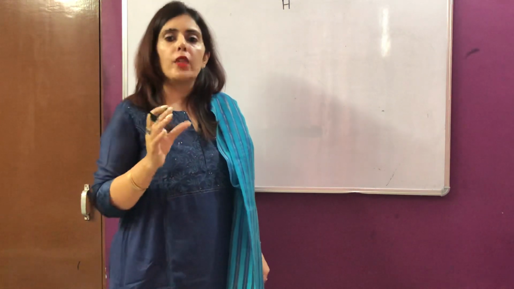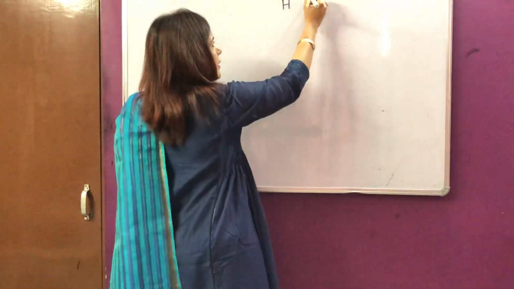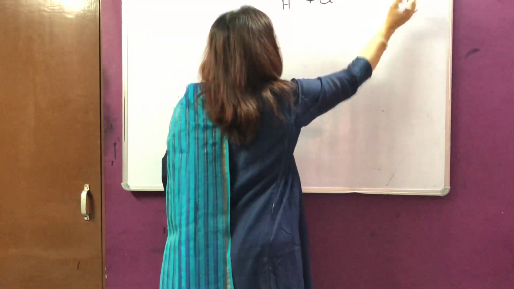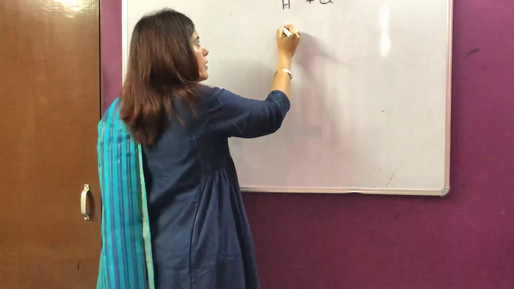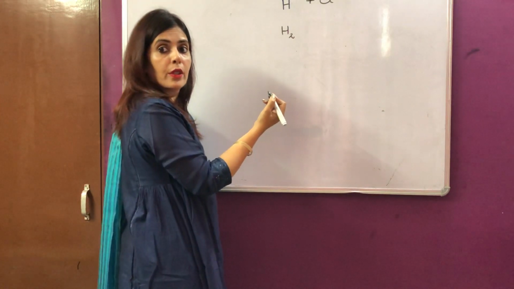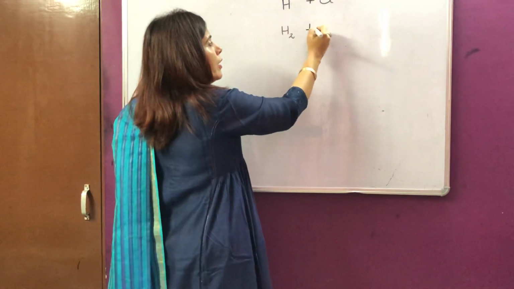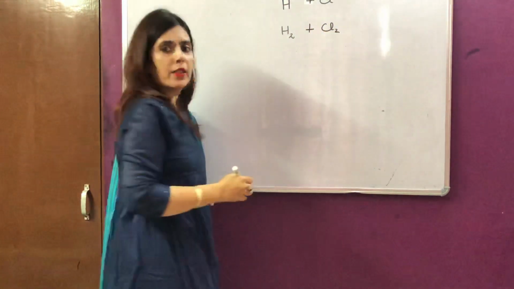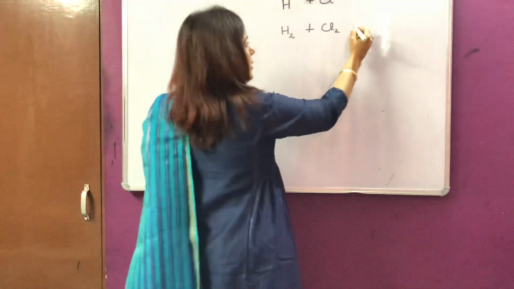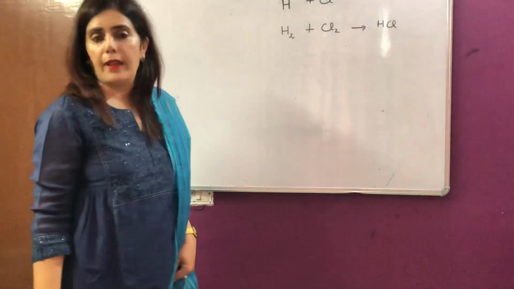So if someone says react hydrogen with chlorine to form hydrochloric acid, never write it like this, that H plus Cl gives HCl. No, this is the wrong method. So how does it have to be written? It has to be written H2 because the atomicity of hydrogen is 2, with Cl2 because Cl is also a non-metal. So Cl2. It is going to react and form hydrochloric acid, that is HCl.